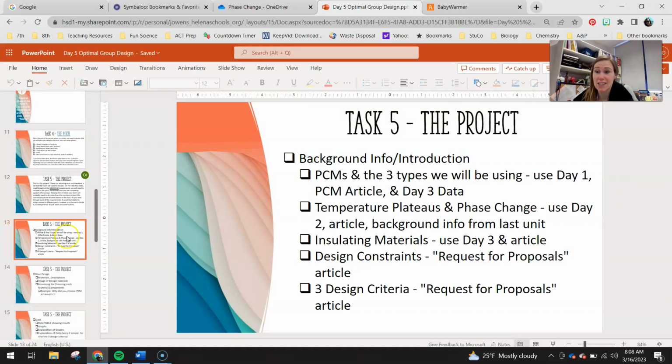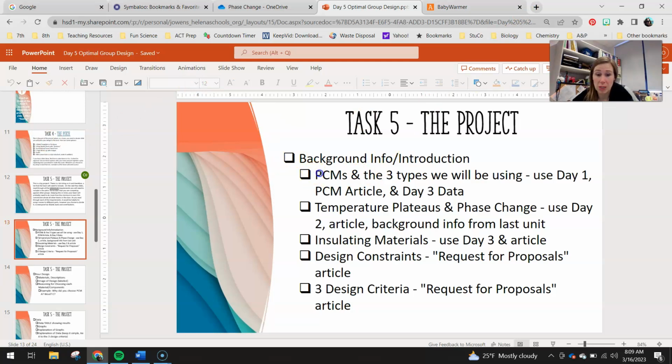So here are the things that you need to include, again at a minimum. Again, remember you are competing against other groups, so the minimum probably won't be enough to win you the commission. Okay, so you probably want to start your project, however you choose to present it, with some background information. Between day 1, day 2, day 3, you did a lot of background work for this. So here are some different things that you need to include for your background information.